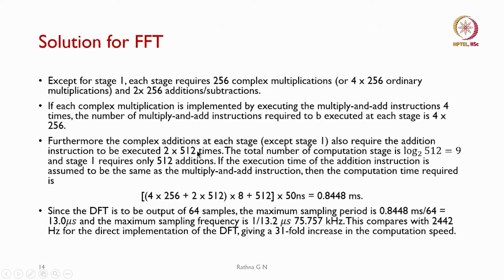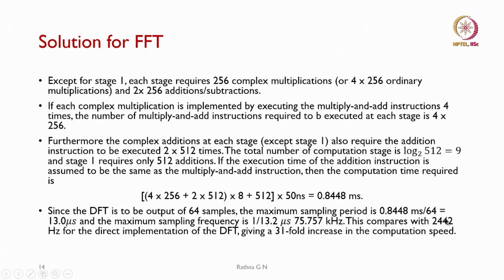The complex additions are 2 into 512 into the number of stages, because the first stage has only additions. So, n minus 1 stages, here 9 minus 1 is 8. These are the ones causing our complex multiplication and then complex addition, which is separately taken into account. Whatever complex addition with multiplication is coming, we assume is consumed in this. Multiplying by 15 nanoseconds gives us 0.8448 millisecond.